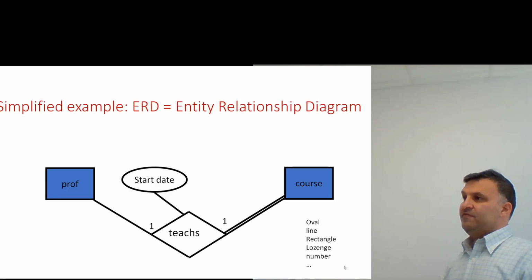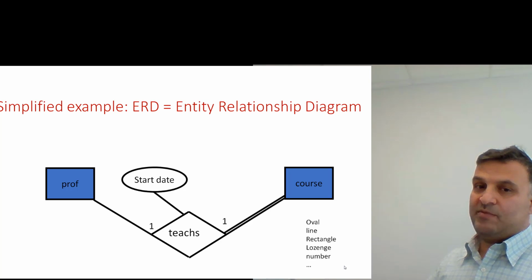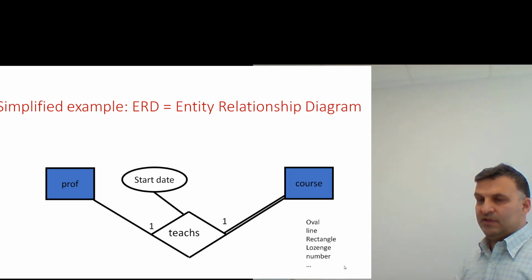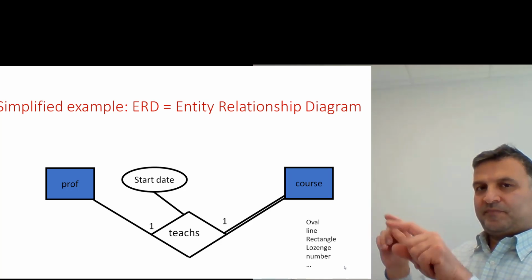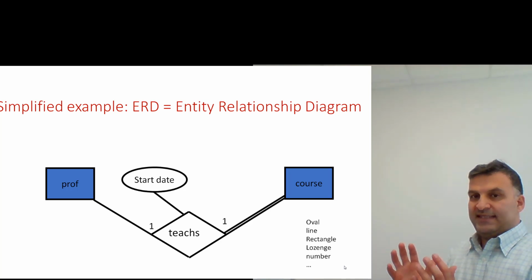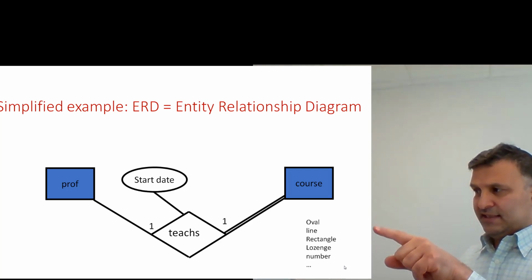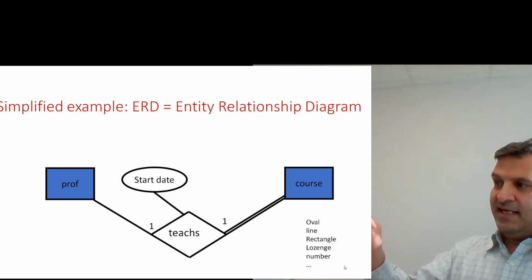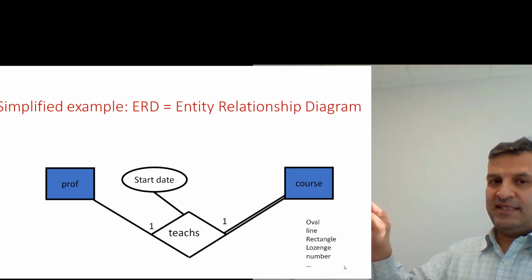Another diagram is a simplified example of an ERD, Entity Relationship Diagram. In this type of diagram, we use the oval, the line, the rectangle, the lozenge, and numbers also. It is related a little bit to the class diagram. We can see the entities, and we can see the relationships between the entities. And we have some attributes of the relationship. So we have a professor that teaches a course, and there is an attribute of the teaching of this course: the start date.